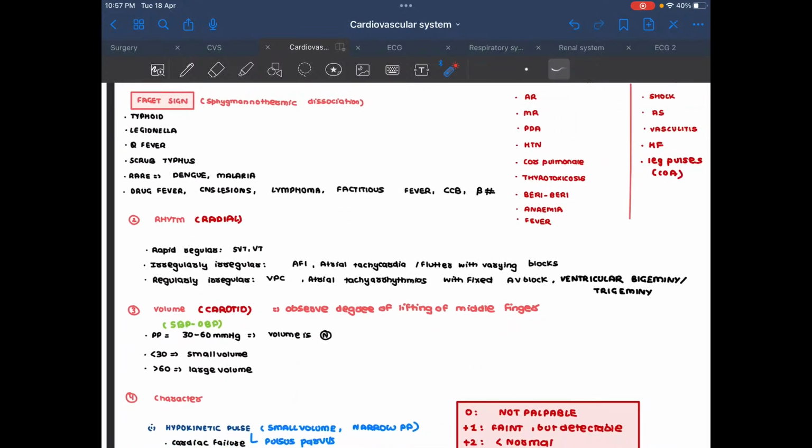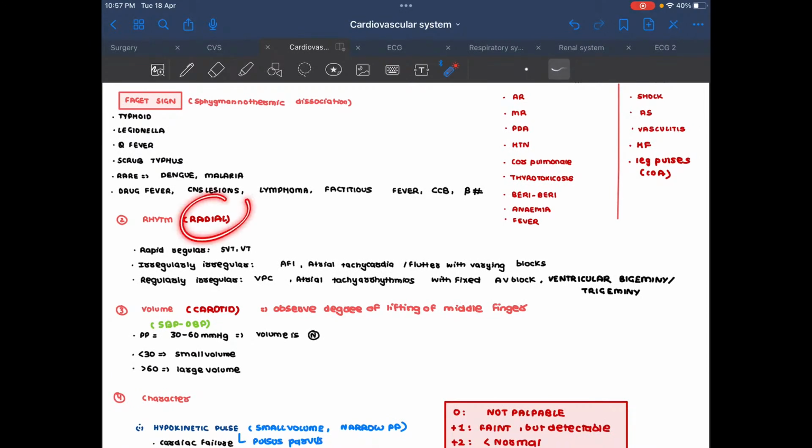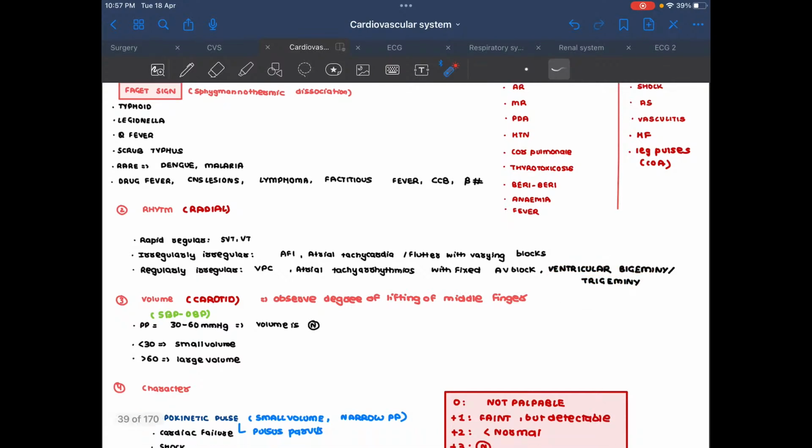Okay? Then the second thing we are going to see is the rhythm. We see that rhythm and rate we basically have to check at the radial. So we can see rapid regular rhythm in case of SVT, VT. Irregular rhythm, that's atrial fibrillation and atrial tachycardia. Okay? It could be atrial tachycardia or flutter with varying blocks. Very important. So either it is atrial fibrillation or AT with varying blocks. And lastly, regularly irregular rhythm that's seen mainly in ventricular premature contraction. It could be seen in ventricular bigeminy, trigeminy. Okay? So these are the examples.